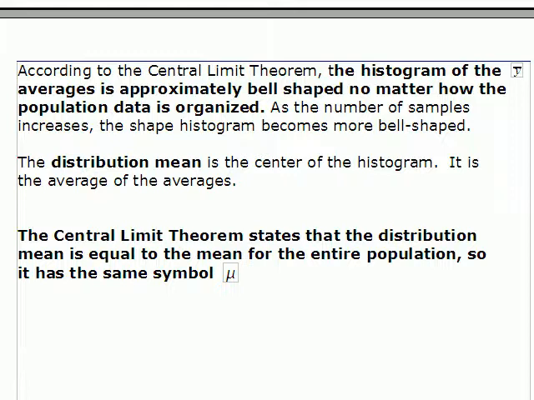In the center of that is what's called the distribution mean. So it is the mean of the means. It's the average of the averages. The central limit theorem states that the distribution mean is equal to the mean for the entire population, and that's why they give it the symbol mu.